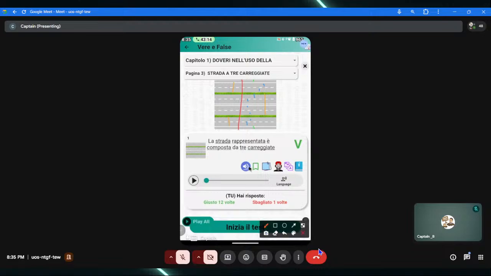Number 1 says, La strada rappresentata è composta da 3 carreggiate. La strada rappresentata, the road representing, è composta da 3 carreggiate. He said this road representing is composed of 3 carriageways, and I've already designed it for you. And the answer is vero.